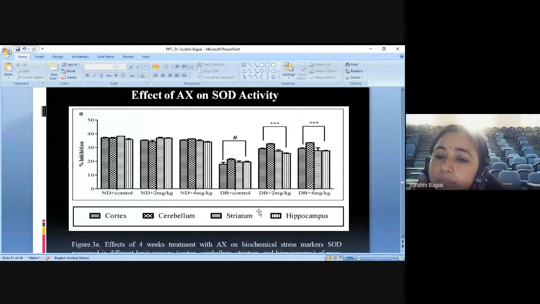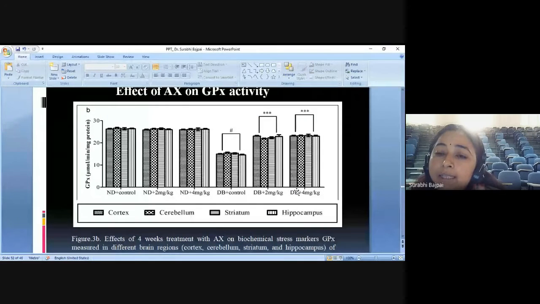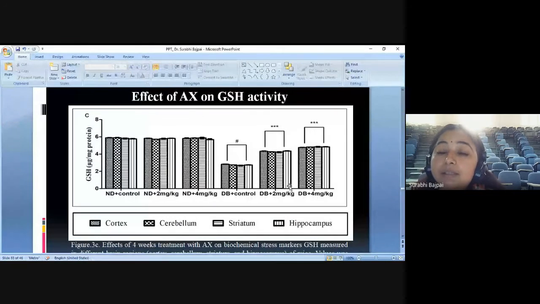The SOD activity was found to be increased after astaxanthin administration at the increasing doses of 2 and 4 mg per kg, and we have seen a significant increase, as you can see in this graph. Next, astaxanthin activity on GPx had almost similar results to SOD, and particularly good results were found in all the sections, not only cortex, cerebellum, striatum, but also the hippocampal lobes. As you can see, this was also increased.